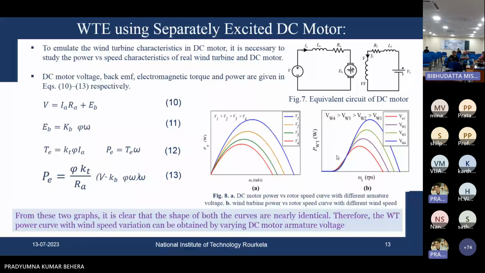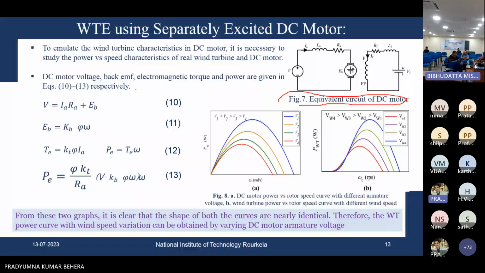Now I would like to discuss the wind turbine emulator using the separately excited DC motor. To emulate the wind turbine characteristic in a DC motor, it is very important to study the power versus speed characteristic in a real wind turbine as well as the DC motor. The equivalent circuit of the separately excited DC motor is shown in figure 7. The DC motor voltage, back EMF, electromagnetic torque and power are given in equations 10 to 13. All these equations are already known to us.